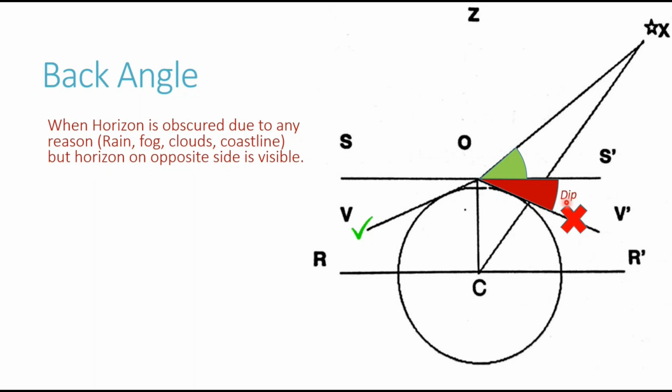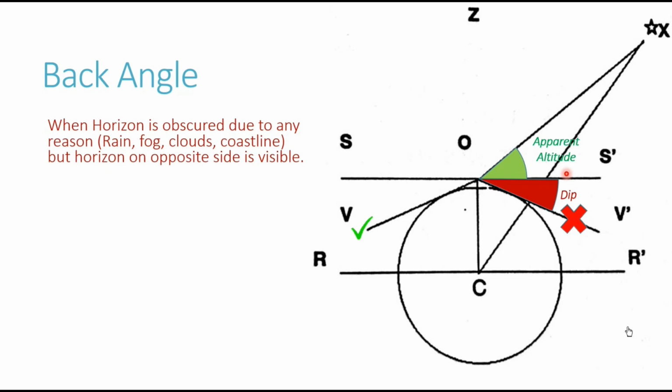Now once you apply this dip correction, the maroon color angle is subtracted. You would have obtained angle XOV. This was the apparent altitude of the body. To the apparent altitude, we would have applied the total correction and we would have obtained the true altitude. This would be the normal method when the horizon is visible to us.